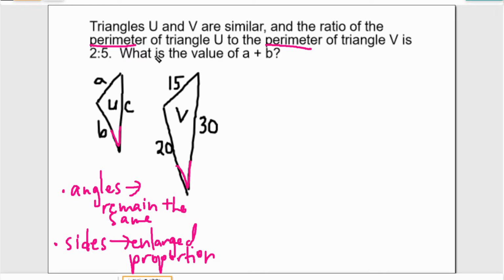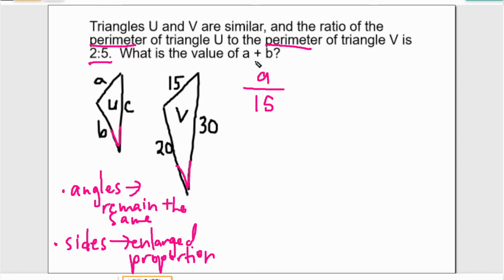So they're telling you that the sum of all the sides from the small shape to the large shape is 2 to 5. Well, if the sum of all the sides is 2 to 5, then the ratio of each individual side is 2 to 5. So if we're looking for A and B, we can find A by saying, oh, the ratio of A corresponds with 15. So that proportion of the small shape to the large shape is just based on the same ratio as the perimeter, 2 to 5. And we could cross multiply and solve for A, and cross multiply and solve for B, and then it'd be very easy to just add A and B and find that total.